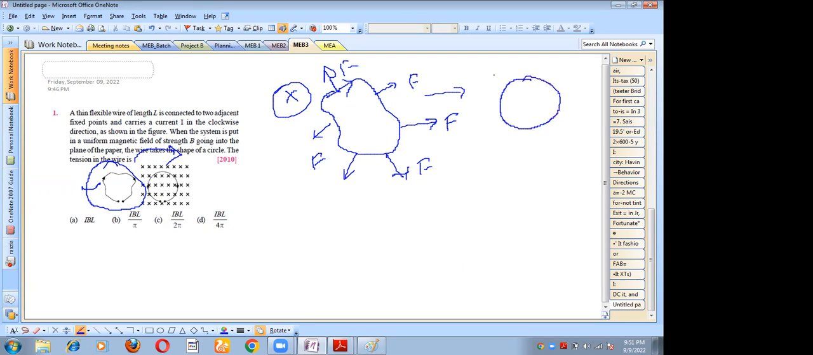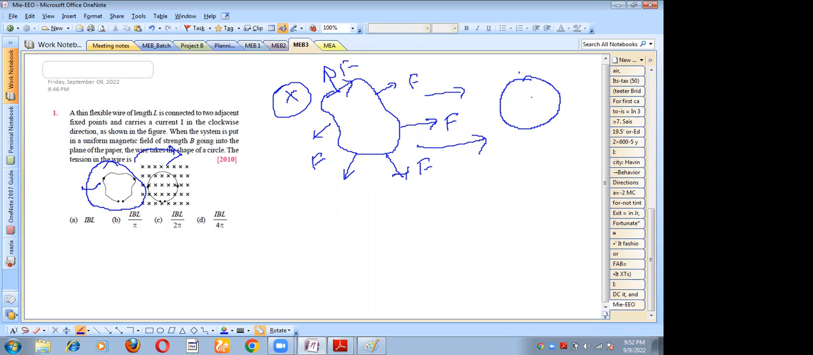You may have seen such cases in surface tension, right? If you place a thread on a liquid layer, it takes the shape of a circle. Same is the case here. If you place a wire of non-uniform shape in the uniform magnetic field, it will take the uniform shape of a circle. So this is natural. When it takes the shape of a circle, the total force is obviously zero, but there will be tension developed in the wire. So we have to find that tension, right?